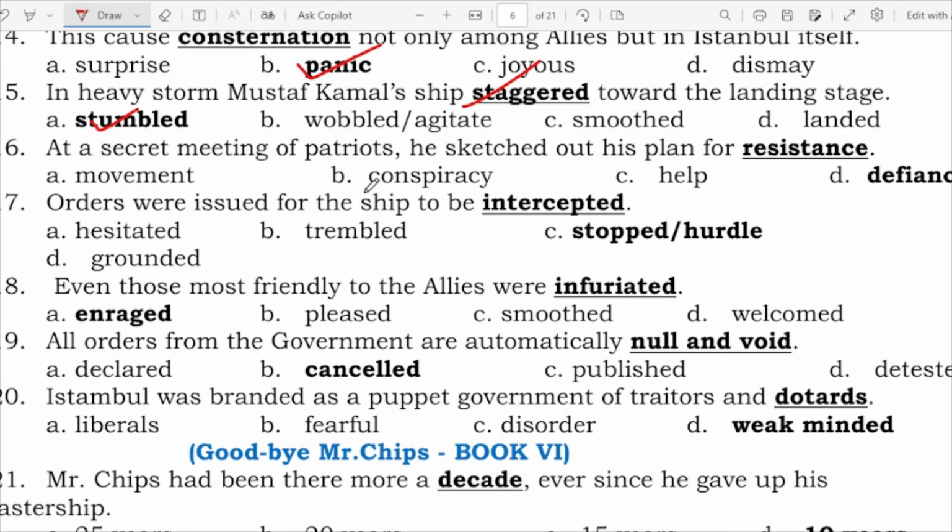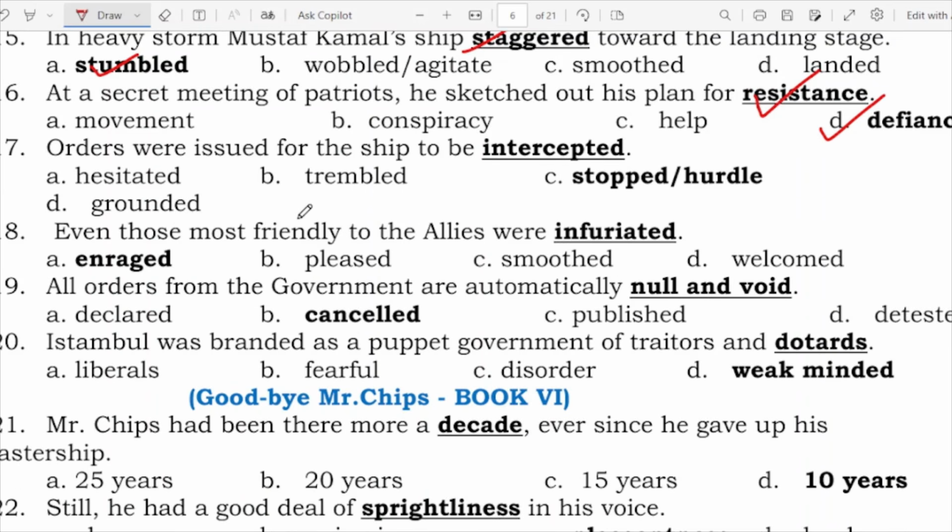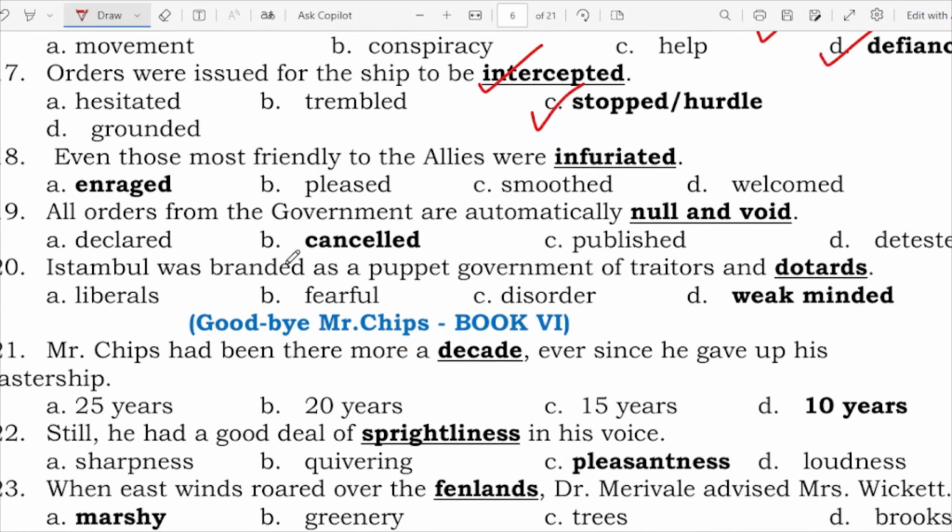At a secret meeting of patriots, he sketched out his plan for resistance. Resistance means defiance. These words are important and these lines are very important. When you write any answer, be careful. Orders were issued for the ship to intercept it. Intercepted means stopped. When you are writing the answers of these lessons, you have to use past indefinite tense. Only when you write the scientific method, Why Boys Fail in College, you can write in present tense as well. Even those most friendly to the Allies were infuriated, very important, enraged.